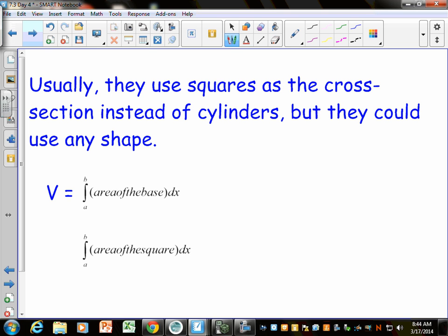Well, usually they use squares. Can you tell I had this planned for when I was having a baby? Like I typed everything out here.